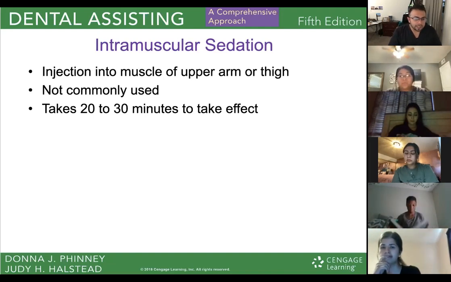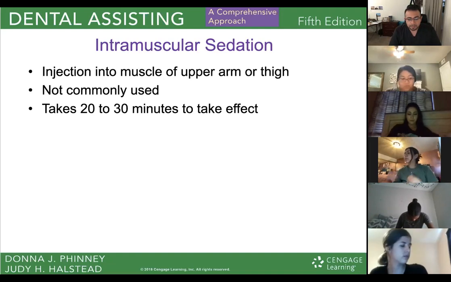Intramuscular sedation is an injection that's given directly into the muscle of the upper arm or thigh. It is not commonly used, but it may be seen in pediatric practices. And it takes about 20 to 30 minutes for it to take effect with this route of administration.